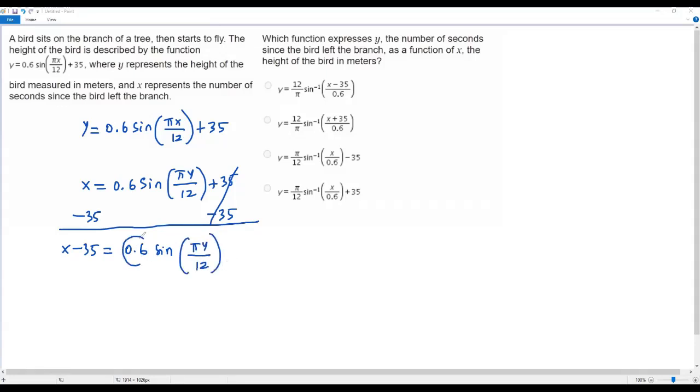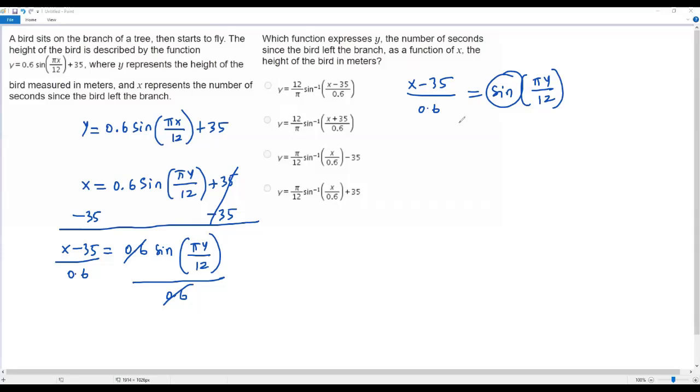Now I'm going to get rid of this 0.6. Since 0.6 is multiplied by sine, I have to divide both sides by 0.6. So this 0.6 will cancel out. The resulting equation is x minus 35 over 0.6 equals sine of pi y over 12. Now to get rid of this sine, I have to take sine inverse on both sides. So when I take sine inverse on both sides, I'll get sine inverse of x minus 35 over 0.6 on the left side. On the right side, sine inverse of sine of pi y over 12.